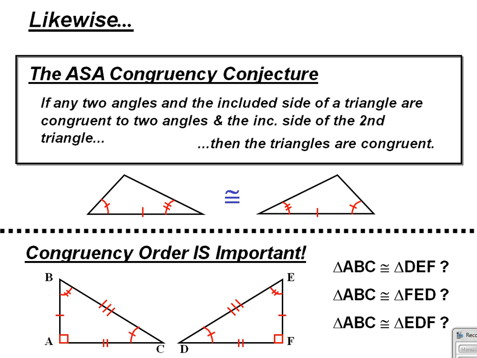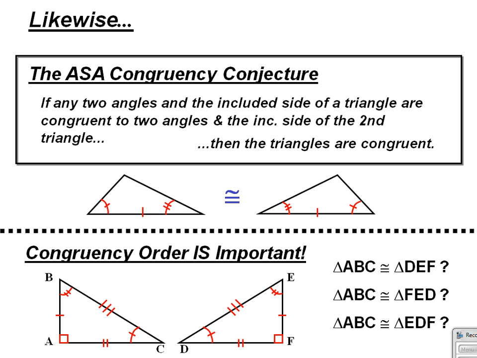Congruency order requires that if we list the first triangle's points as ABC, then the second triangle in the congruency statement must have the points listed in the same order of the congruent parts. In other words, which angle is congruent to angle A? Well, in this case, angle F. Which angle is congruent to angle B? Angle E. Angle C, to angle D.